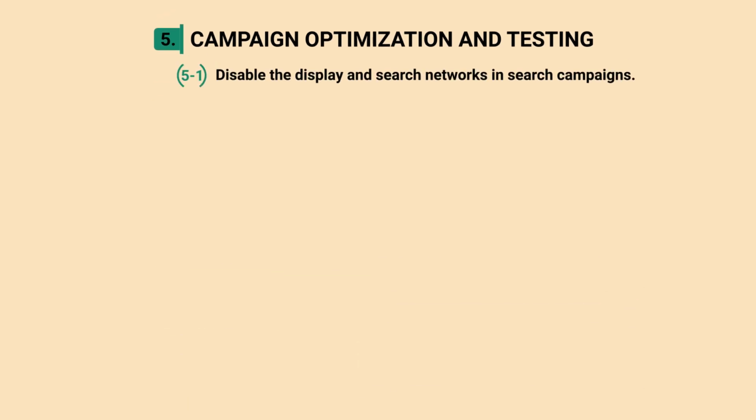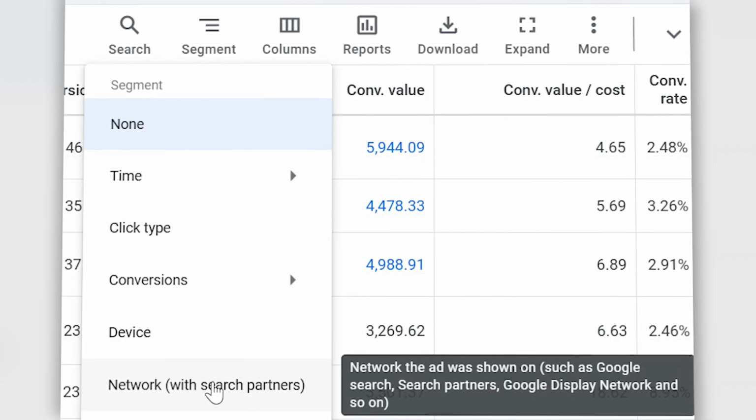Disable the display and search networks in search campaigns. You'll always improve ROAS with this setting adjustment. The search network can do well, so once your campaign is profitable under that condition, you can enable the search network. Monitor its performance at the campaign level by segmenting by network.